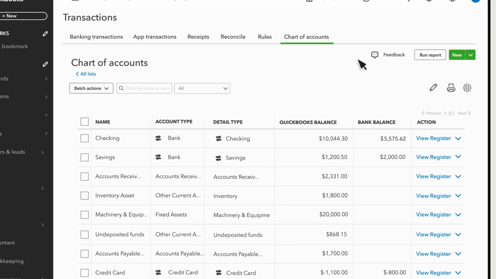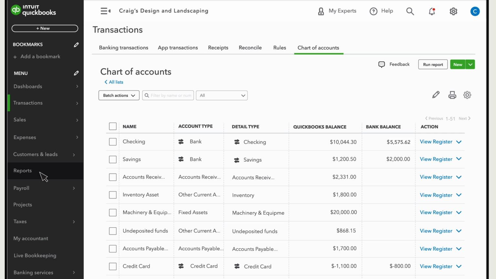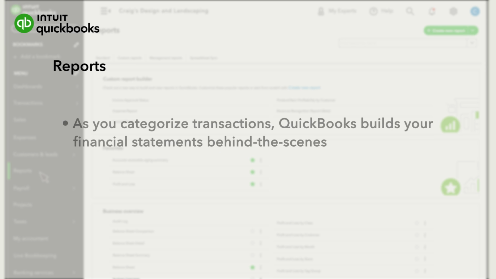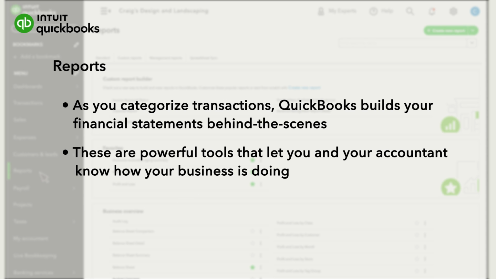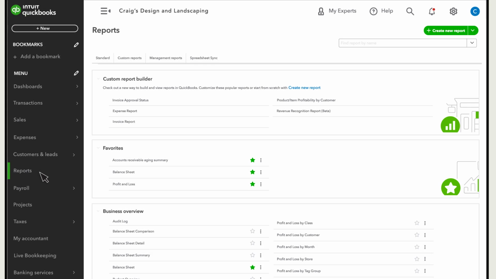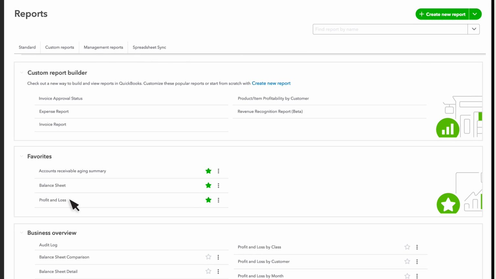Now, let's look at a report. Select Reports. As you categorize transactions, QuickBooks builds your financial statements behind the scenes. These are powerful tools that let you and your accountant know how your business is doing. Let's take a look at the profit and loss statement.